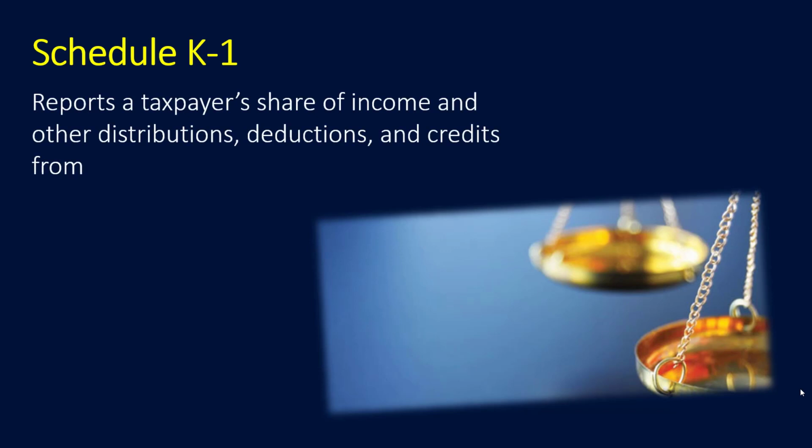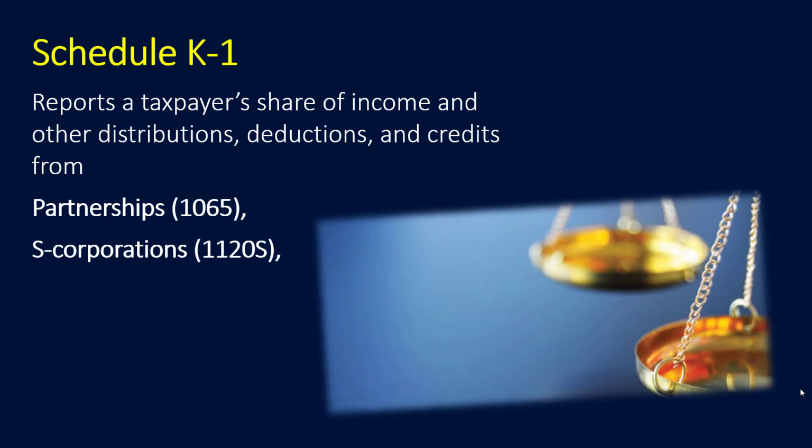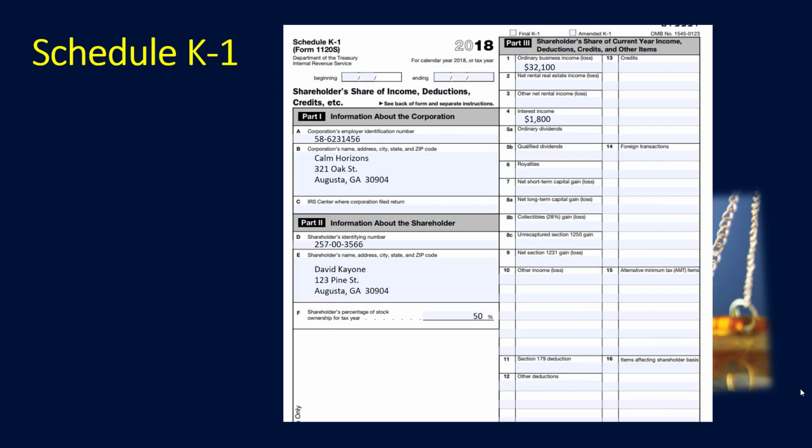Schedule K-1 reports a taxpayer's share of income and other distributions, deductions, and credits from partnerships, which are reported on Form 1065, S corporations, 1120S, and some estates and trusts, reported on Form 1041. Here's a typical Schedule K-1 from an 1120S showing ordinary business income in Box 1, interest income in Box 4, and the shareholder's percentage of stock ownership in Box F.